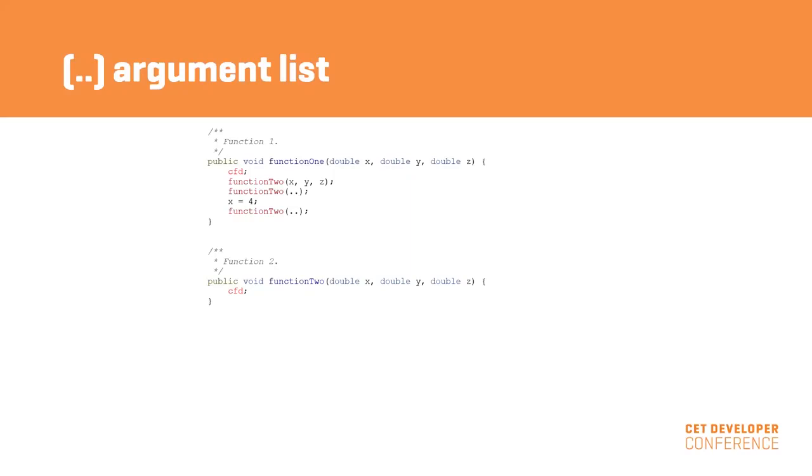Like I mentioned, it can be used for super, but something that I actually learned recently is that it can be used to call any function or method that has the same parameter types. So here you can see function 1 has 3 doubles and function 2 has 3 doubles. I can actually use the ... here instead of typing X, Y, and Z. So you can see it like that. And like I mentioned, it does respect the state of the variable when you use it. So if I change X to 4, 4 is going to be passed in.